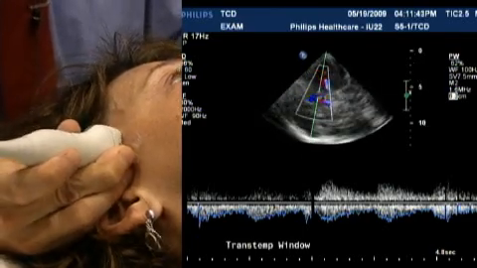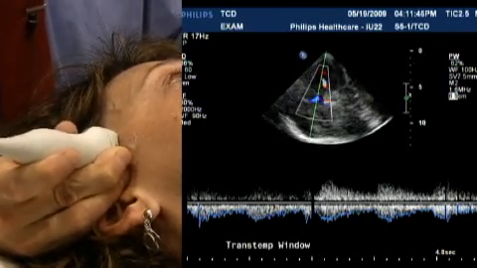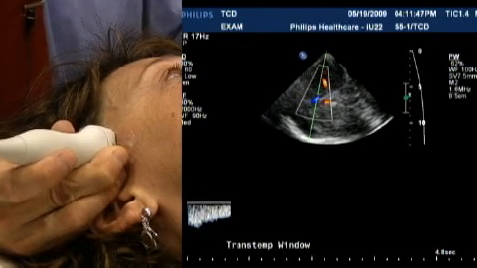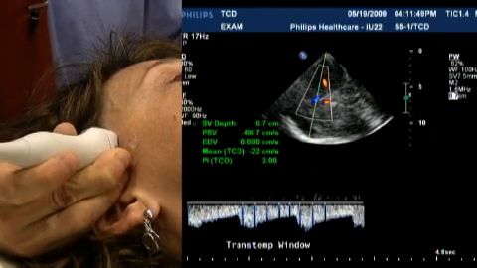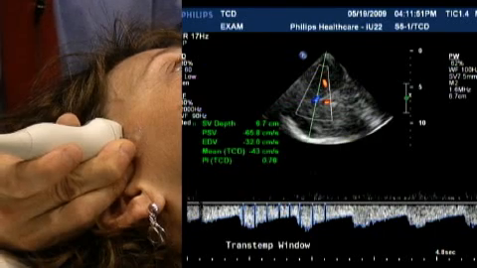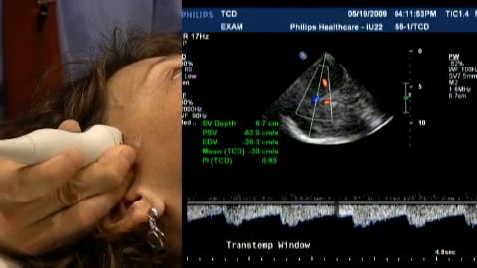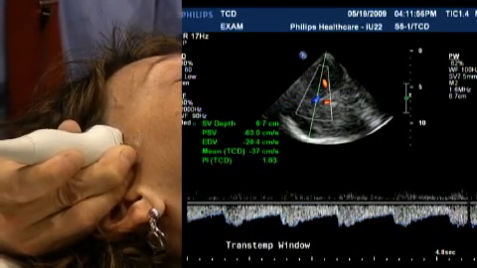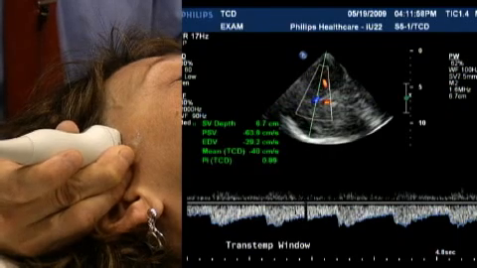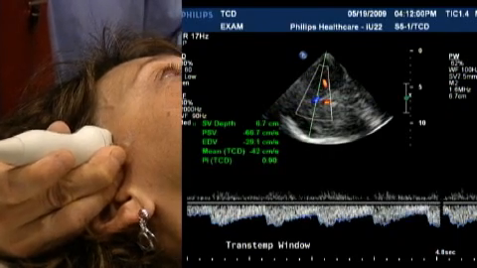Just want to interrogate a little bit more and get a little more of the distal ACA. Again, image showing sample volume depth at 6.7 centimeters with peak and end diastolic velocities as well as a time average mean.